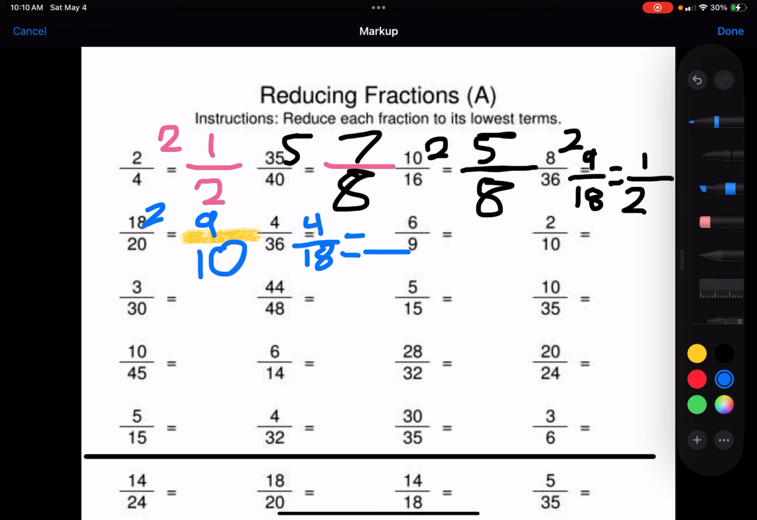This is going to be 2 and 18. 2 and 18 can be simplified. So 1, I would say 1/9. So that will be the answer, because we just simplified the fractions.